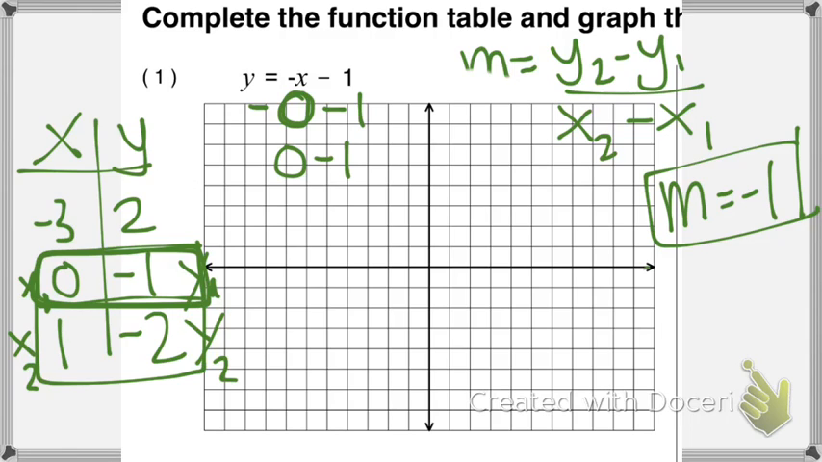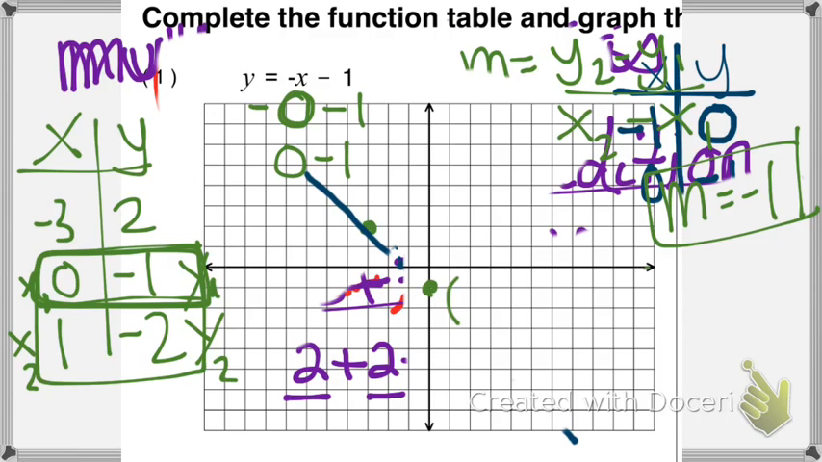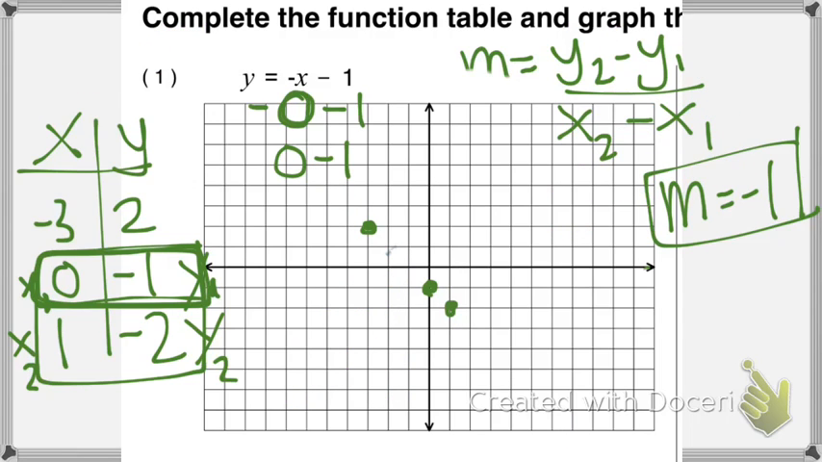So I'm going to go ahead and graph these points. So -3, 2, 0, -1, and 1, -2. And so from here, we've got our 3 solutions, and we draw a line to show all the solutions. On this one, our y-intercept, again, like we just found, we call our y-intercept with the letter b. And so b in this case is going to be -1.